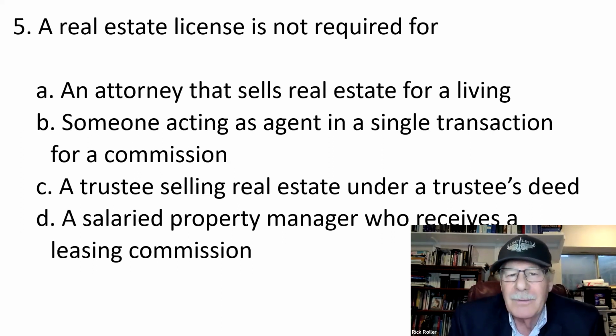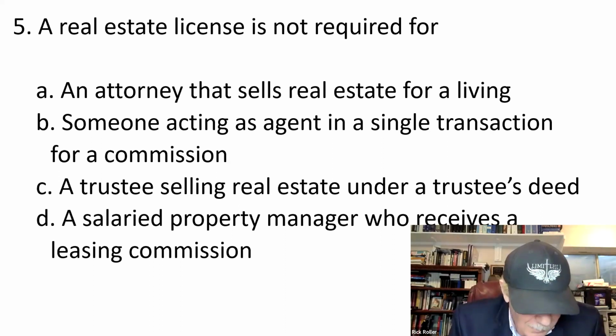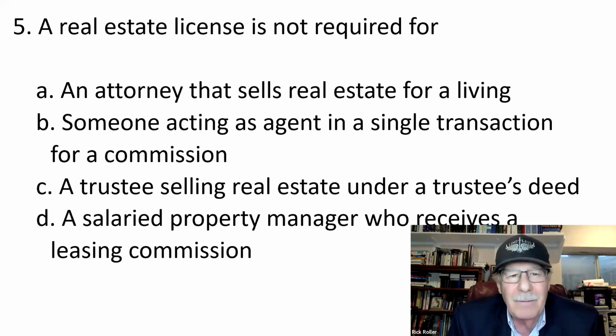B, someone acting as an agent in a single transaction for a commission. The problem is, when you get a commission, you have to have a license. Those first two don't sound very good, do they?